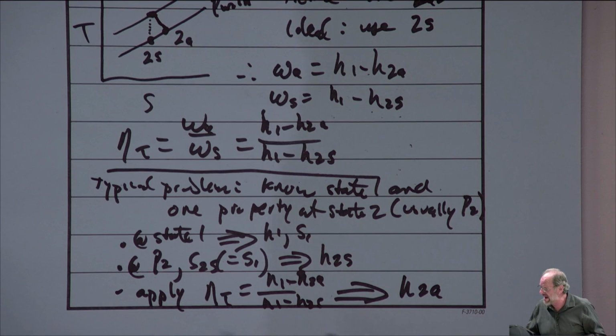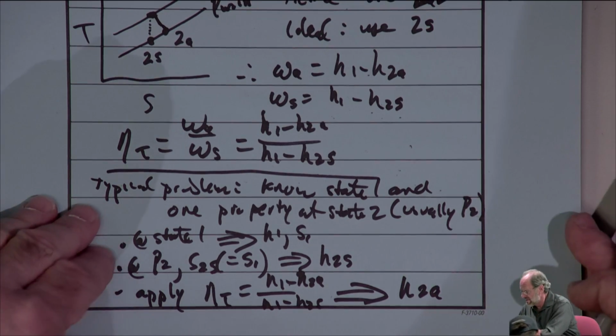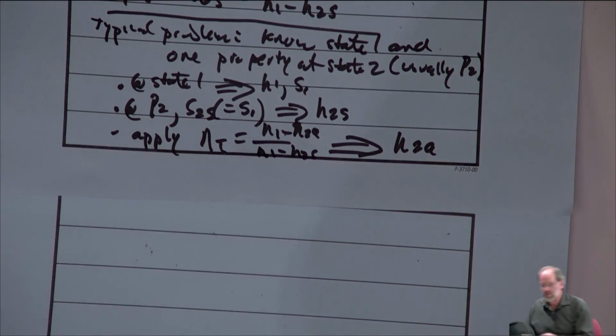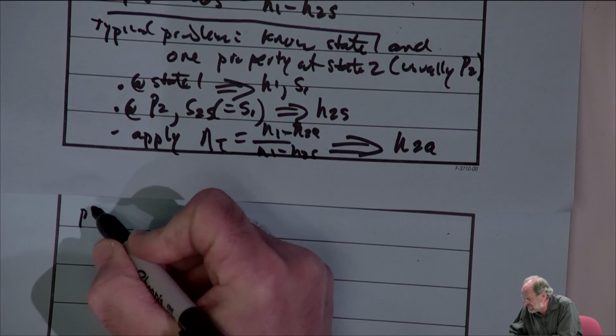Now you can just go back to the work equation, and you can say that the work per unit mass is simply H1 minus H2 actual. So that's the actual work that's produced by this turbine. I'll give you an example problem here shortly. All right, so that's how we analyze the actual turbine. Sounds straightforward enough. Let us look at the compressor and the pump.